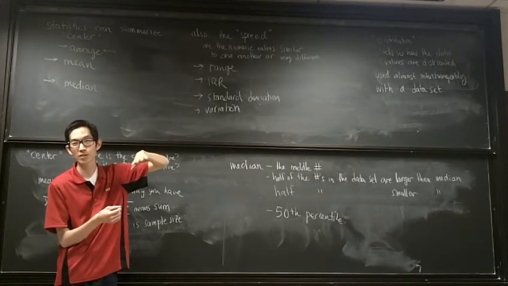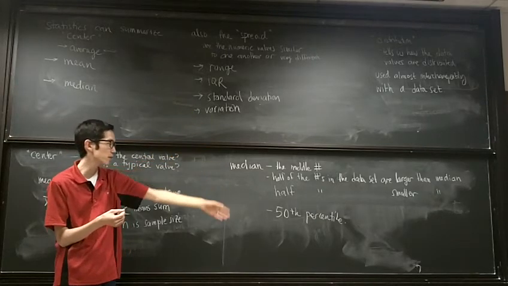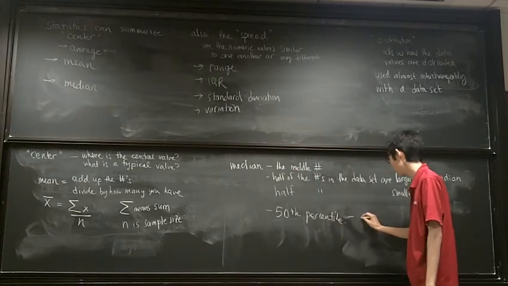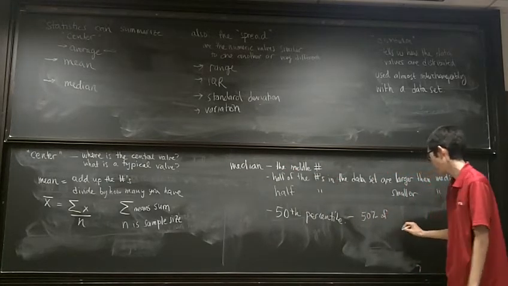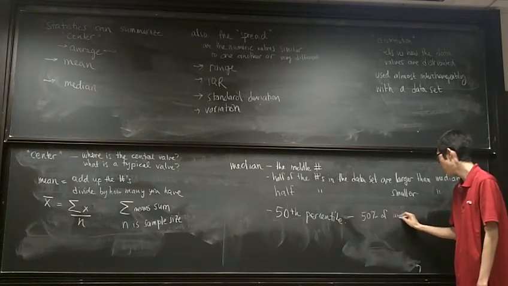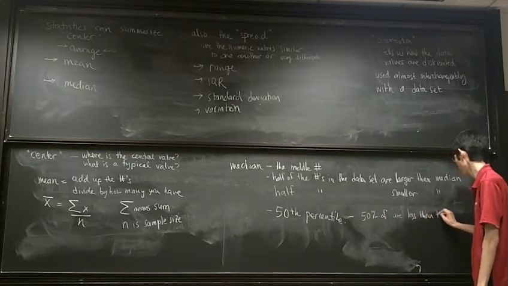And 50% of women are taller than 5'4.5". Okay, so that's the 50th percentile. The 50th percentile is the median. It means 50% of data or people are less than this value.